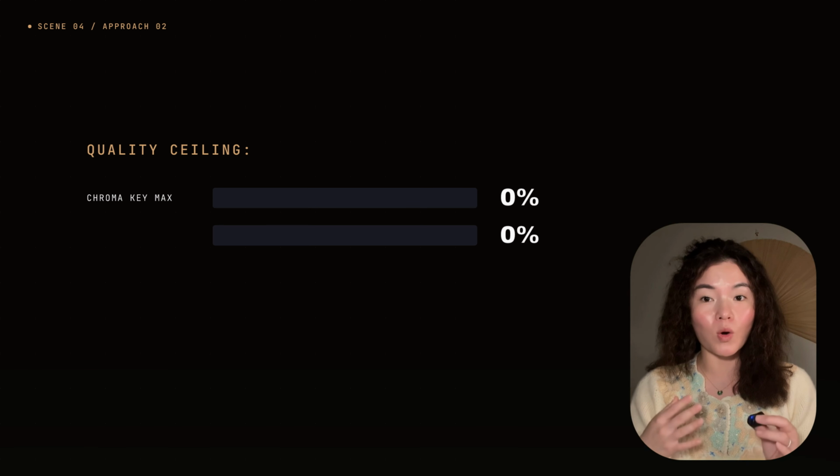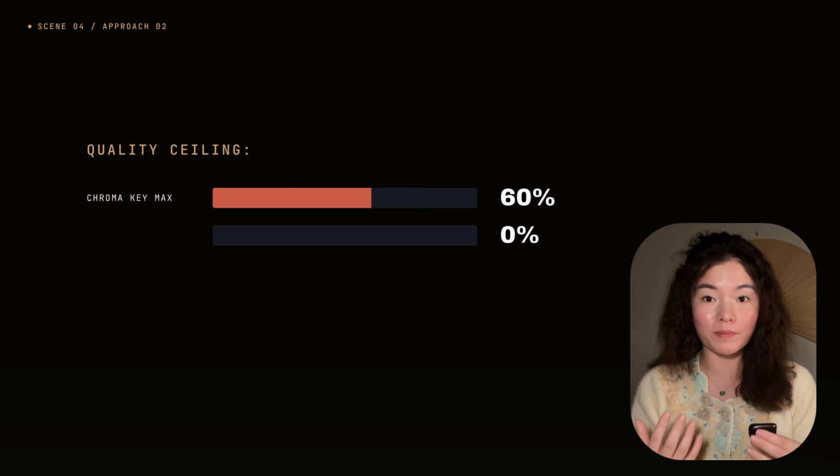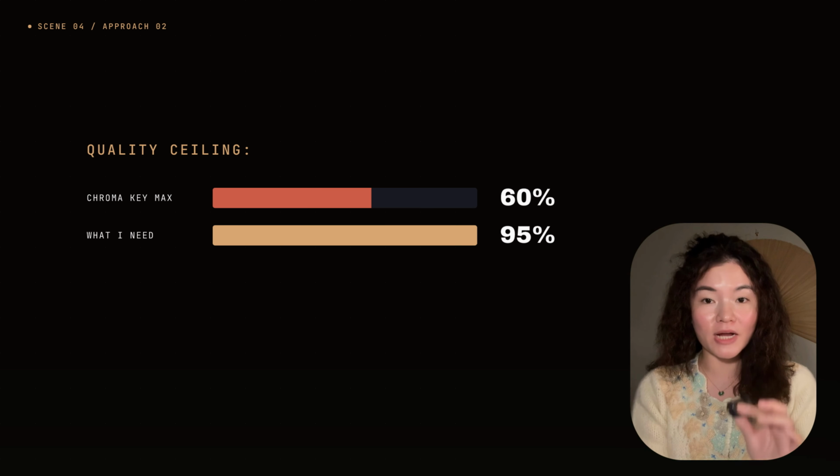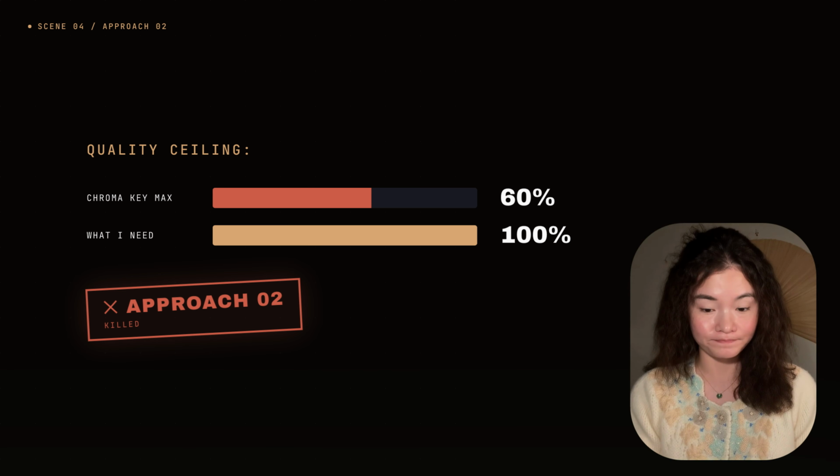But chroma keying has a quality ceiling for text-heavy overlays. No amount of tuning gets you to pixel-perfect transparency, and I need much higher quality. So approach 2 canceled because of quality ceiling constraint. So I moved on again.